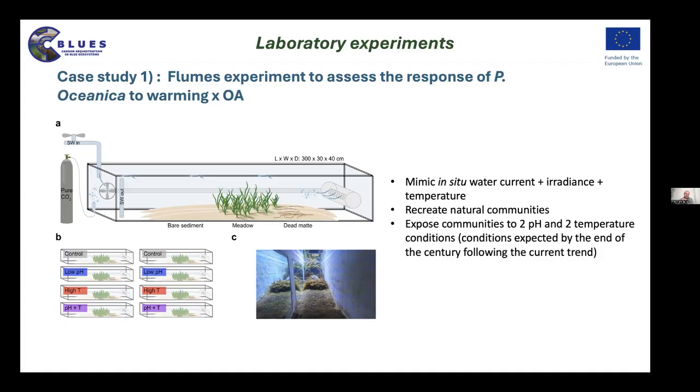For the projections of pH and temperature, we wanted to have levels expected by the end of the century. We didn't use model projections, but we have long time series in the Bay of Villefranche. And we continue the trend that we've been observing for 30 years in warming and in decreasing pH, and we push that towards the end of the century. So we get a warming of about 4 degrees and a decrease of pH of about 0.4 units for the end of the century.